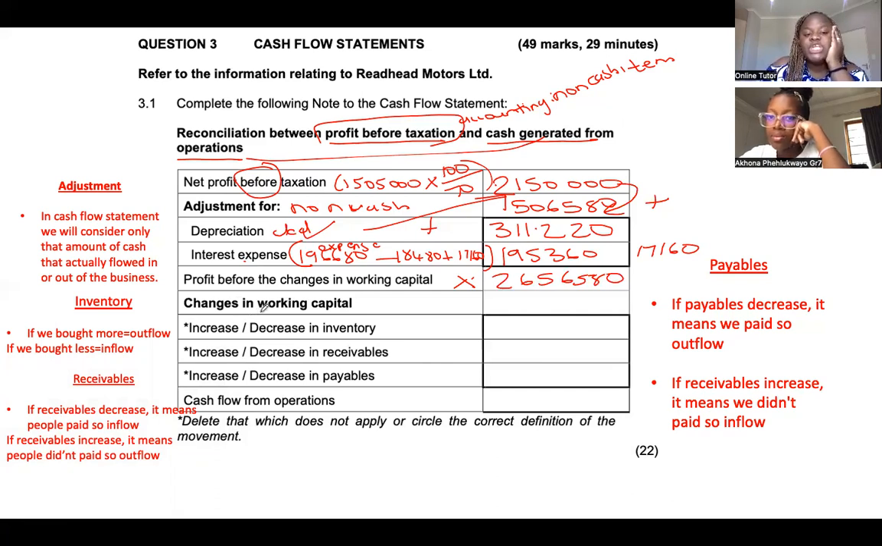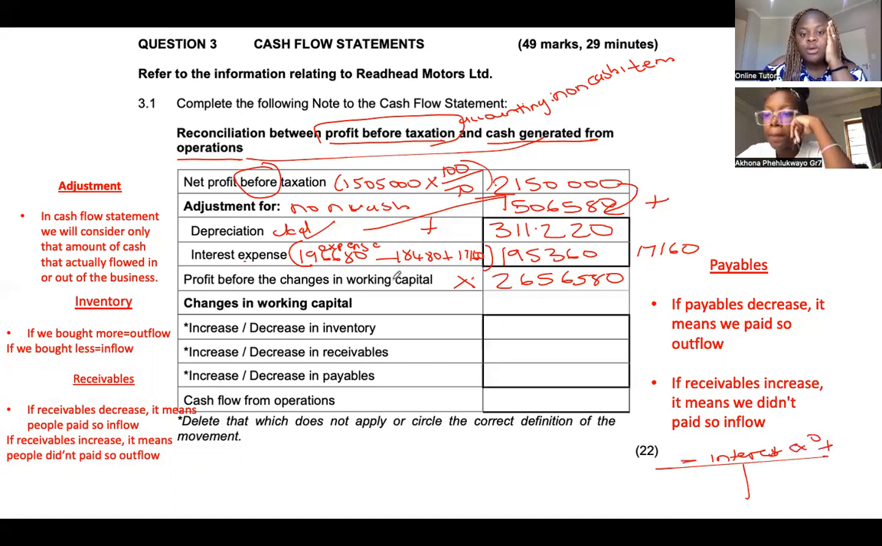Now let's look at our changes in working capital. Let's first quickly discuss it. Do you agree? Before you move on, I think I'm just a bit confused about the interest expense, like when you minus the 184, the accrued, and then you add the other accrued.